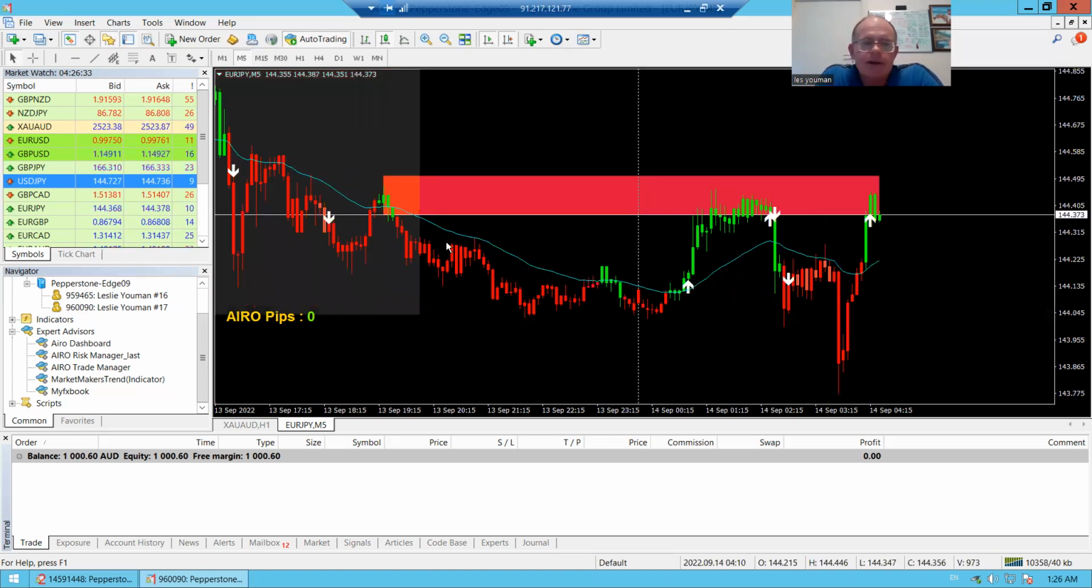So what else is it showing? You can see with these white arrows, that's when we get an alert. So whenever one of these arrows comes up, there will be an alert, which can be directed to your phone. You'll also get a pop-up box on your MT4 here telling you what the alert is. And really what it is, whenever the market crosses this moving average line, it's going to give you an alert.